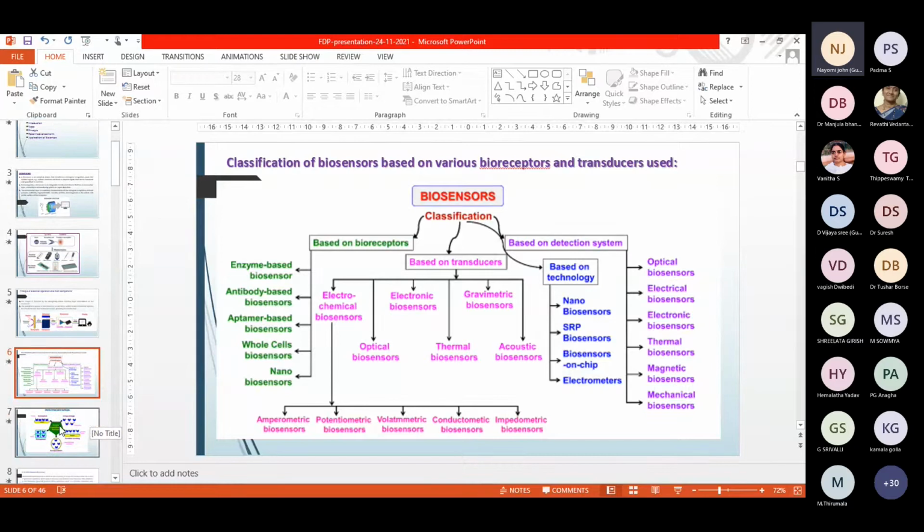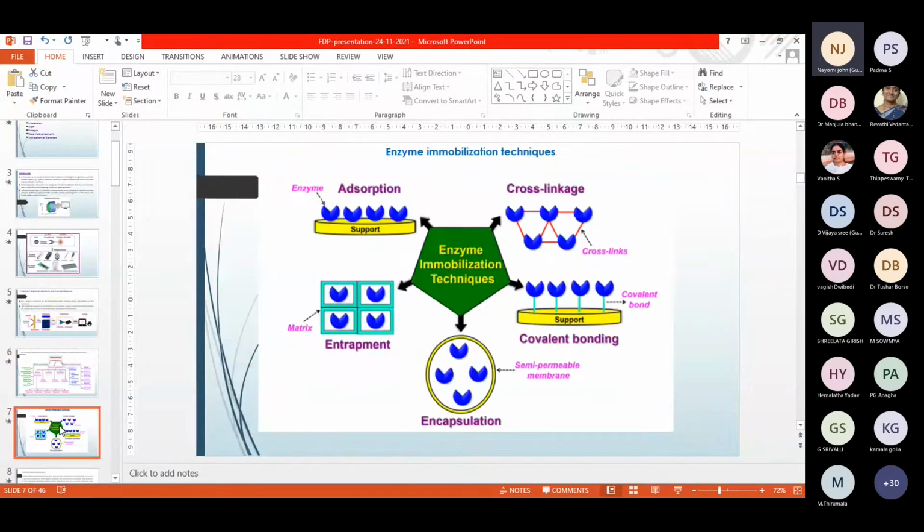For any biosensor making, we need to immobilize the biologically active component, otherwise called a bioreceptor. So what are the methods here? Only for the enzymes it has been shown as the bioreceptor, but bioreceptors could be either DNA or RNA in the form of aptamers, or they could be antibodies, or whole cells. So the mode of cross-linking or immobilization of the bioreceptor would be more or less followed in the same way, either by adsorption, cross-linking, entrapment, covalent bonding, or encapsulation.